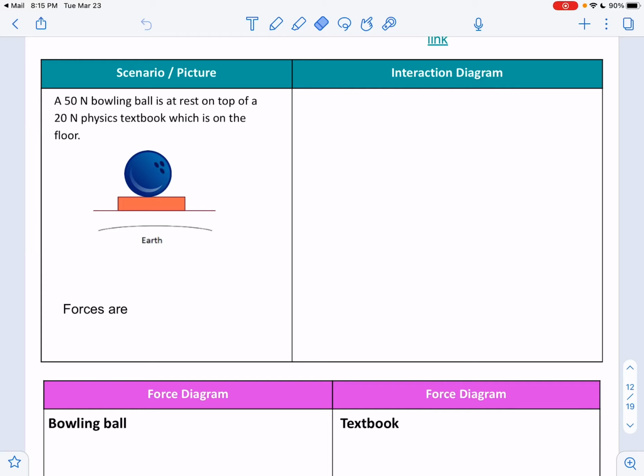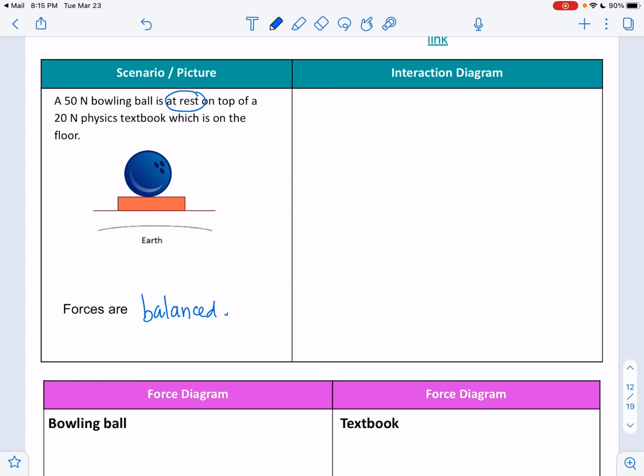Okay, so here is the answer key for the first one. A 50 Newton bowling ball is at rest on top of a 20 Newton physics textbook, which is on the floor. The first thing we need to notice is that it says it's at rest. That's a clue that the forces are balanced, either at rest or moving at a constant velocity. But this one's at rest.